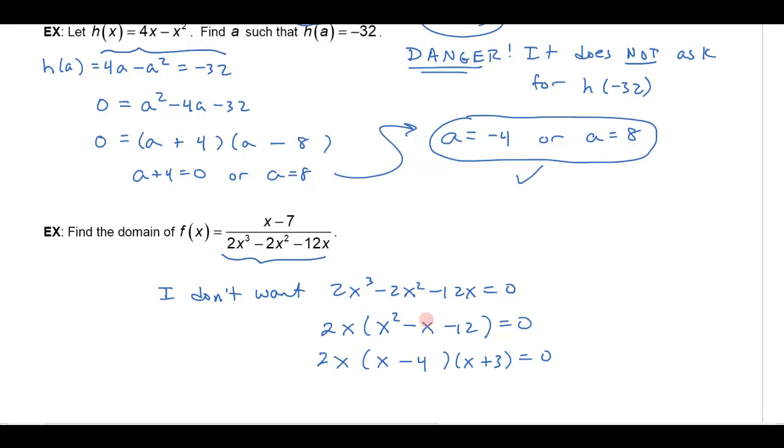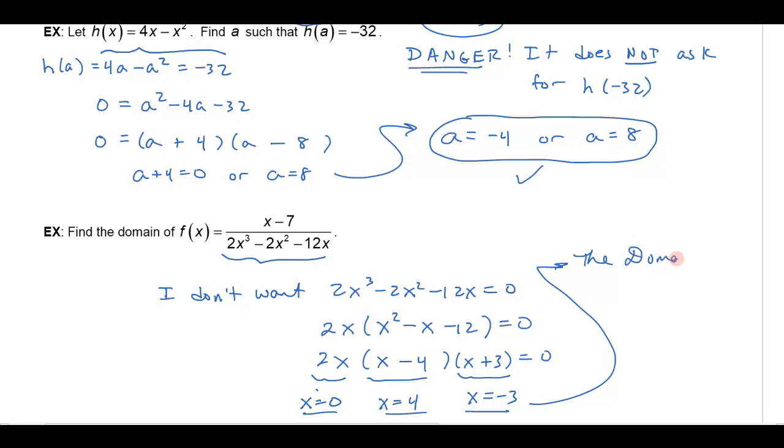Okay, double check, make sure you didn't make any mistakes, and then just set each of these factors equal to 0. Either the first factor 2x is 0, that would make x equal 0, or the second factor, if you set that equal to 0, x would be 4, or this third factor, if you set that equal to 0, x would be negative 3. Okay, that's what I don't want to happen, right? If I plug in 0, you can see I'd get 0 in the denominator, all right? So my answer here, the domain is going to be the set of x such that x does not equal 0 or 4 or negative 3. Okay?